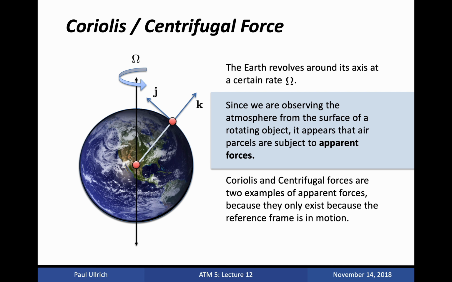Namely, air parcels still want to move in effectively a straight line. But what is a straight line to an observer far out in space is not a straight line to what we observe on the surface of the planet. In fact, the Coriolis force makes it look as though, in the northern hemisphere, air parcels want to move to the right, or they want to turn to the right, whereas in the southern hemisphere, it makes it seem as though air parcels want to turn to the left.